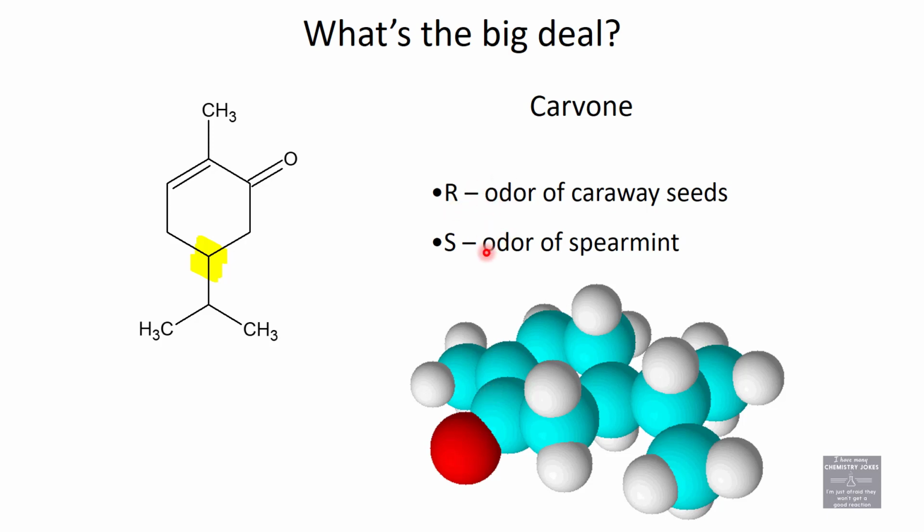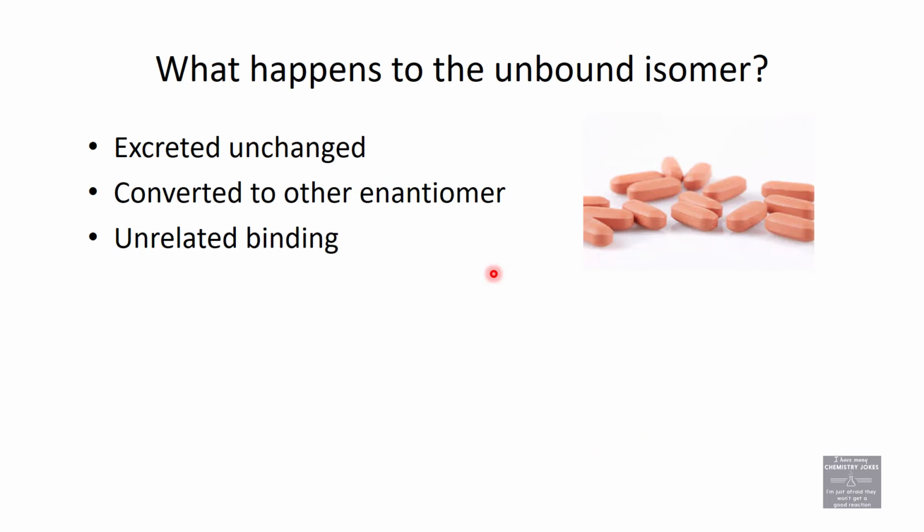So these are not pharmaceuticals. These are spices, herbs, whatever you call those things. They smell different because they fit different receptors in your nose. That one's not going to be harmful if you smell one or the other, but sometimes it is, like thalidomide. So some pharmaceuticals are sold as a single enantiomer, and some are sold as a mixture of enantiomers.